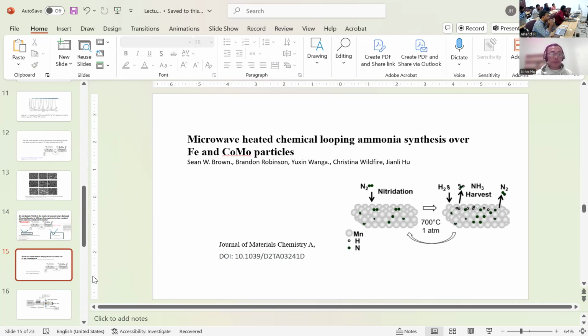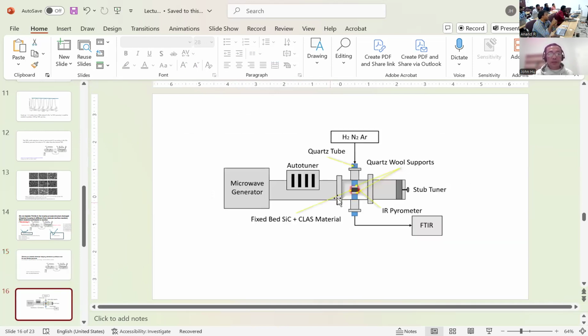Okay, so the setup, again, this is microwave only, and CLAS means chemical looping ammonia synthesis. We put this into a reactor. It's a continuous flow reactor. So you have a microwave generator and a reactor tube, and then hydrogen and nitrogen can flow through. You flow nitrogen, and in the next loop you flow hydrogen. So this is microwave heating.